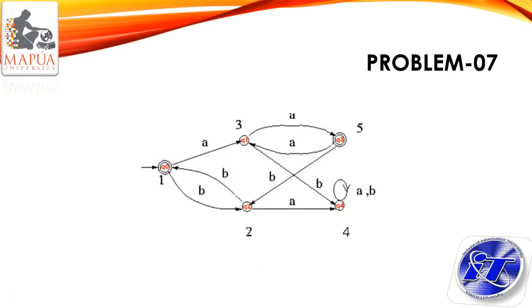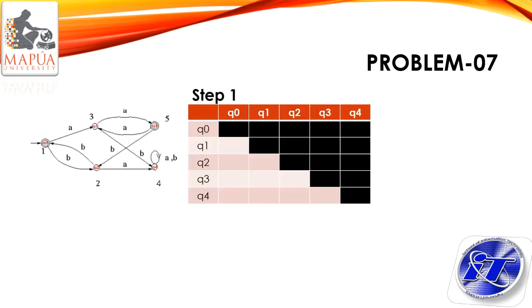So problem number 7. So we have 5 states, Q0, Q1, Q2, Q3, and Q4, and the alphabets are A, B. So we have 5 rows and 5 columns. And in step 2, we're going to mark the pairs of non-final and final states. Okay, so this will be the marking.